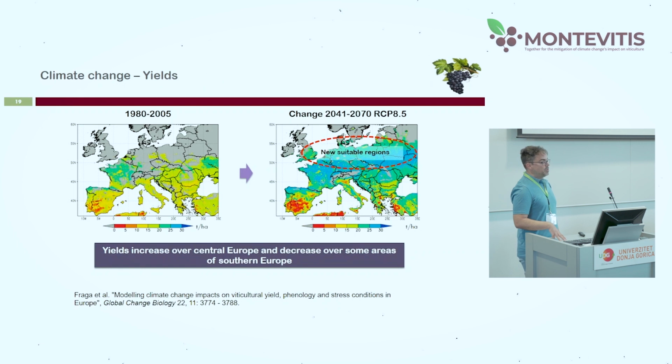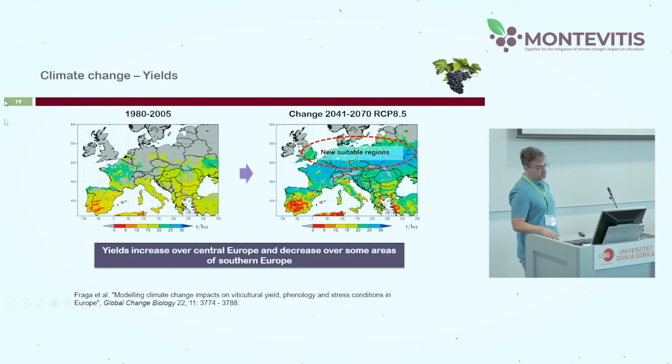And obviously we also have yield, and as you can see in this graph, the lower yields are in red values and the higher yields in blue values. We have projected lower yield for southern European regions, whereas we potentially explain new suitable growing regions in Northern Europe.